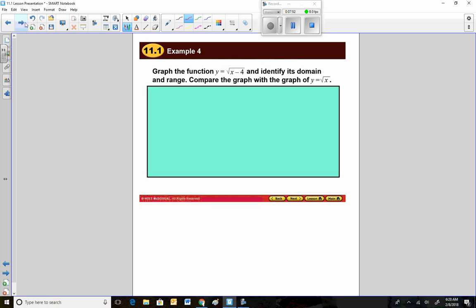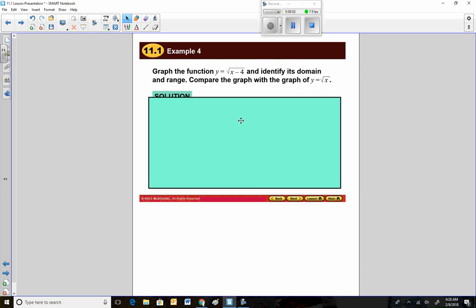Let's take a look at this one. What happens when we put a -4 inside with a root x? All right, let's see what happens to that. Take a guess at what you think should happen, and let's see.